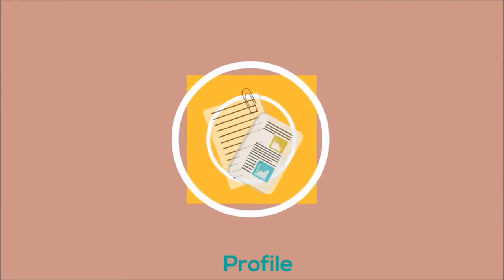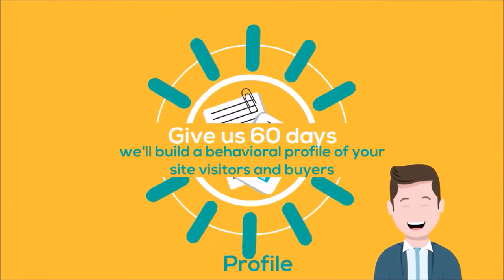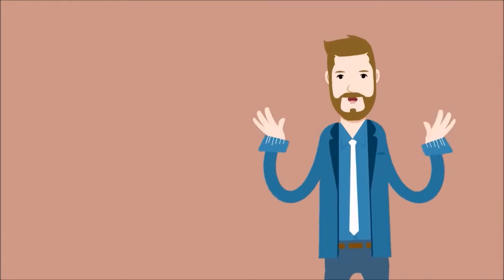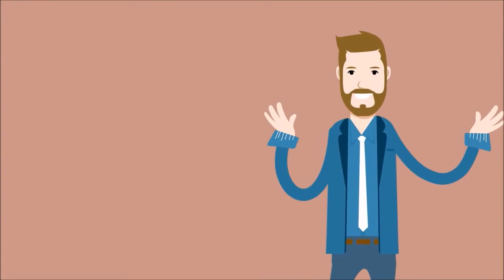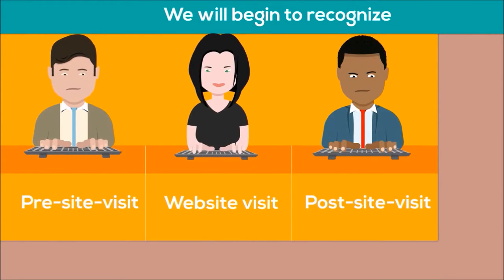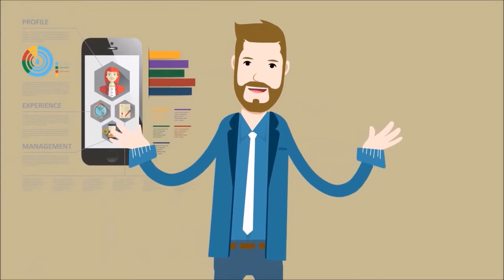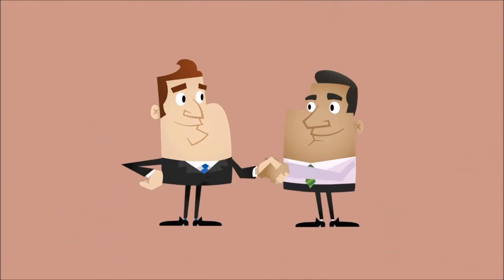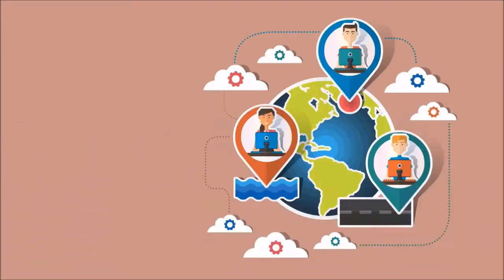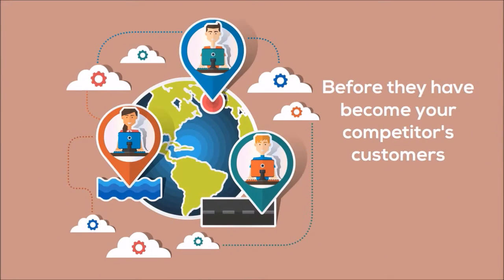2. Profile. Give us 60 days on our match program, and we'll build a behavioral profile of your site visitors and buyers. In addition to giving you leads off your website, we will begin to recognize pre-site visit and post-site visit behavior. These behaviors will allow us to build a profile of your perfect buyers so you can target them before they have visited your site and before they have become your competitors' customers.